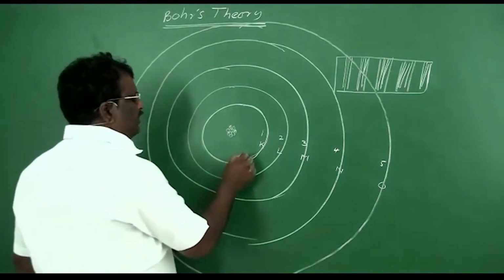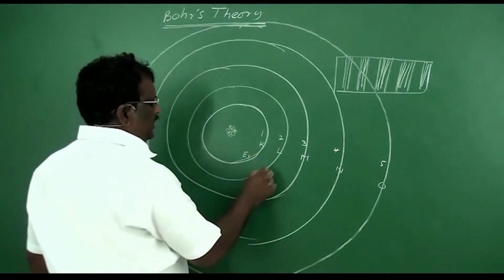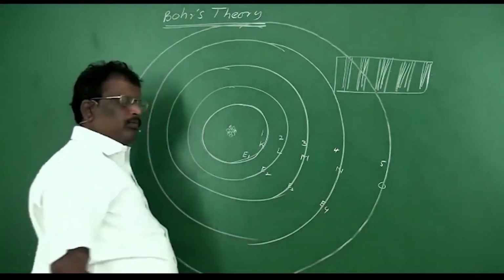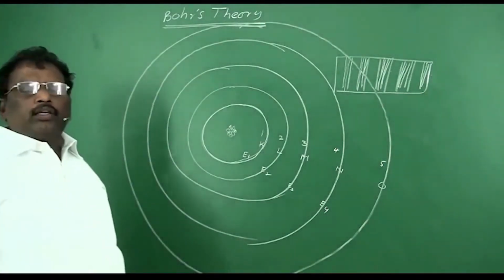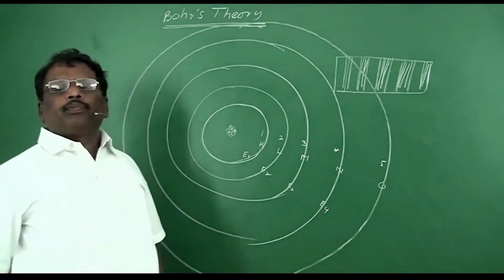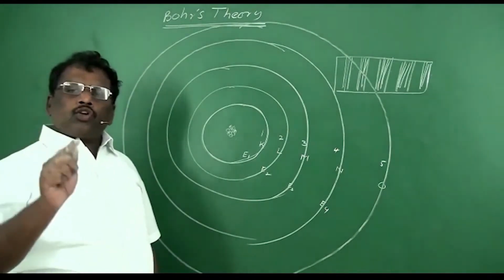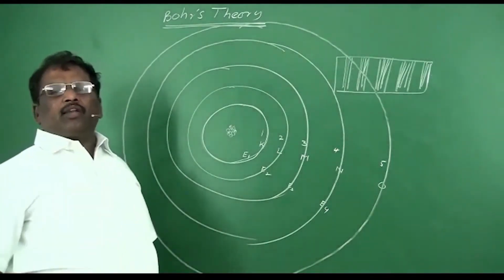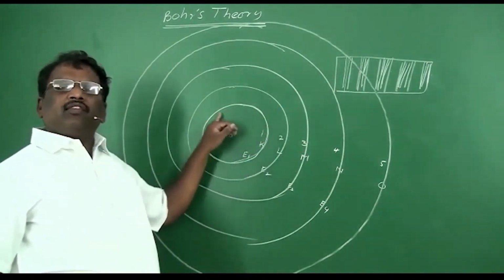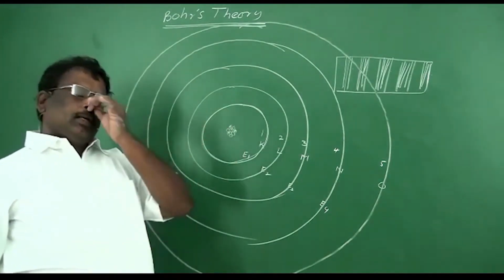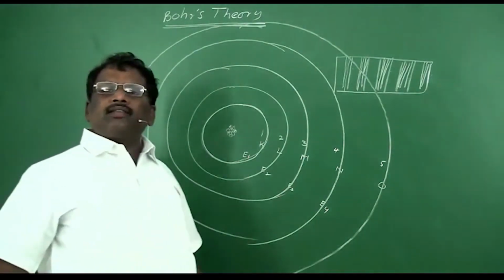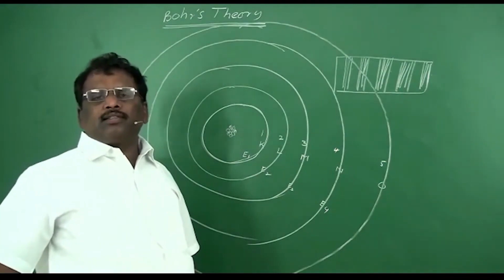The energy of the first energy level, let it be E1. Energy of the second energy level, E2. Energy of the third energy level, E3, E4, and so on. Each orbit is associated with a specific amount of energy. The electron will revolve in this energy level, this orbit. As long as the electron is revolving in this energy level, it neither loses energy nor gains energy on its own. That's why these energy levels are called stationary energy levels.